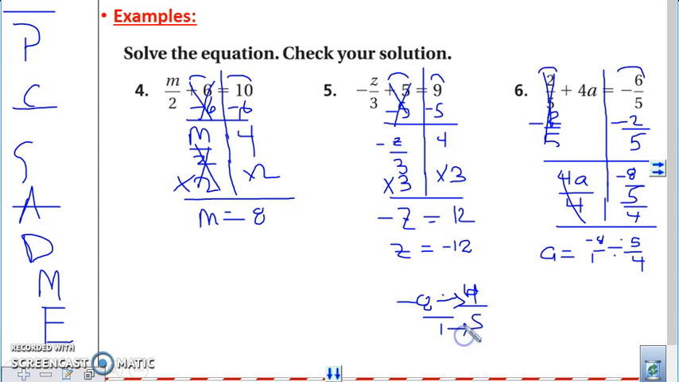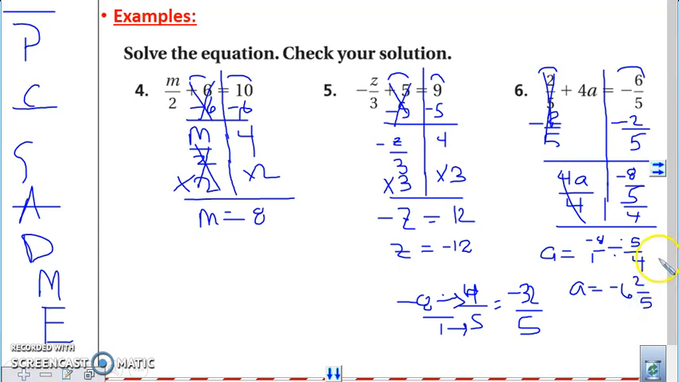Multiply across. 8 times 4, sorry, I got distracted for a second, is 32. So negative 32 divided by 5. A equals negative, and how many 5s go into 32? 6, with 2 that still need to be divided by 5.